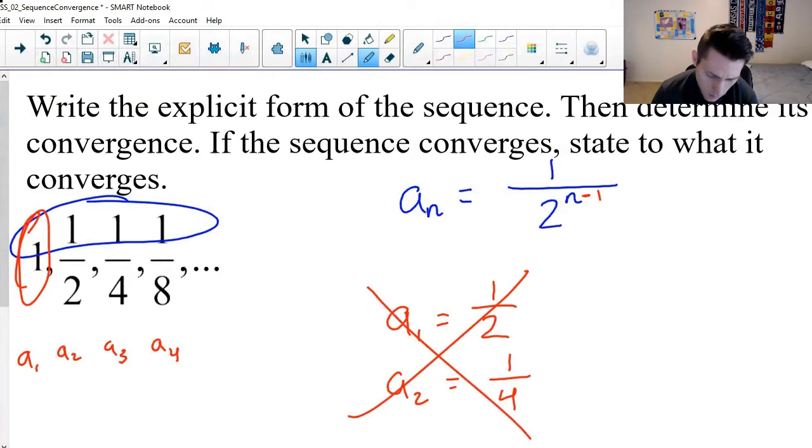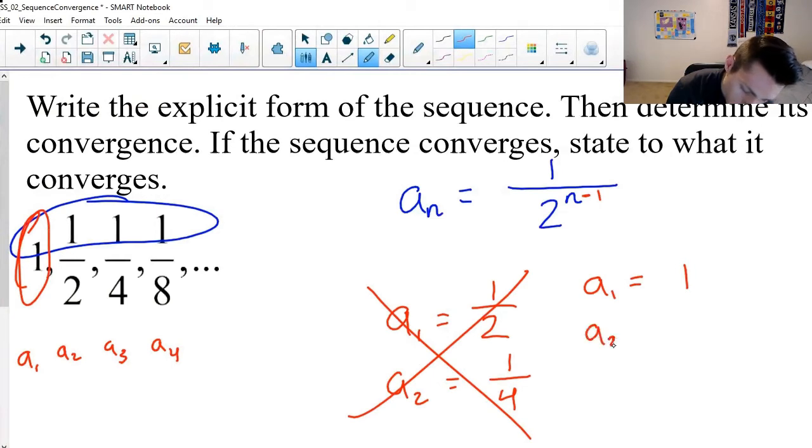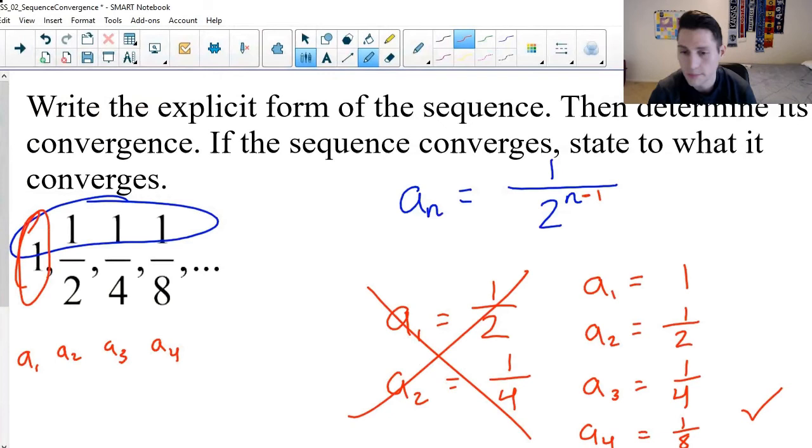Okay, so let's try this. a1: 1 over 2 to the 0th. 2 to the 0th is 1, so 1 over 1 is 1. Great. a2: 1 over 2 to the first power would be 1/2, et cetera. Perfect. So sometimes you might have to bump your sequence up or down one. It might be shifted a little bit. Oh, wait, actually, it's not exactly this, but you know, add 1, subtract 1 in that exponent or anywhere.